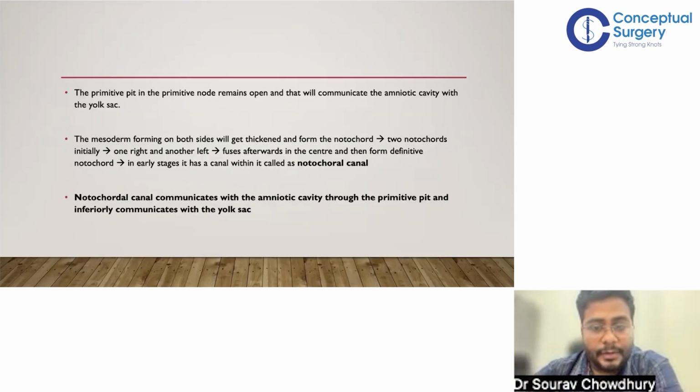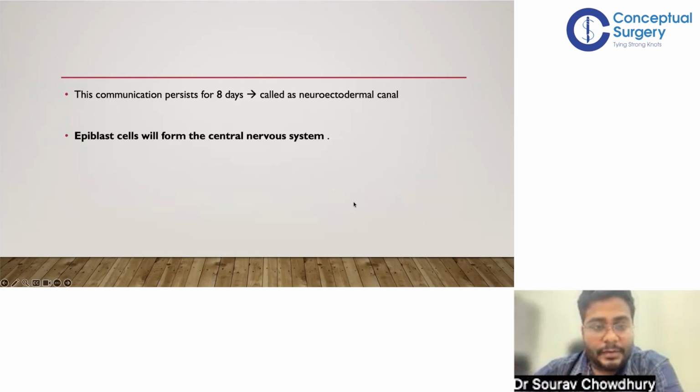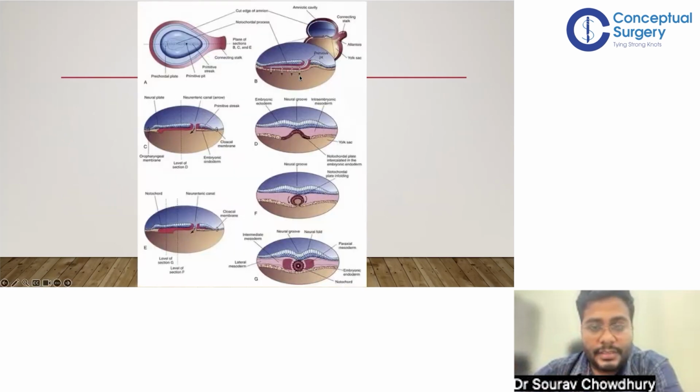Okay, so we'll come here. This tube will have a perforation in the center, and that is called a notochordal canal. So you can see in this particular photo, this is the epiblast. This is the hypoblast. This is the notochord. That is the mesoderm derivative. That is a notochord. All right.